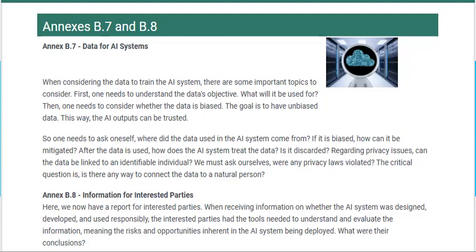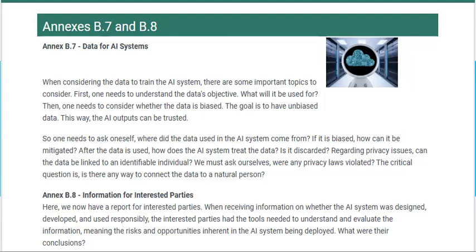So one needs to ask oneself, where did the data used in the AI system come from? If it is biased, how can it be mitigated? After the data is used, how does the AI system treat the data? Is it discarded? Regarding privacy issues, can the data be linked to an identifiable individual? We must ask ourselves, were any privacy laws violated? The critical question is, is there any way to connect the data to a natural person?